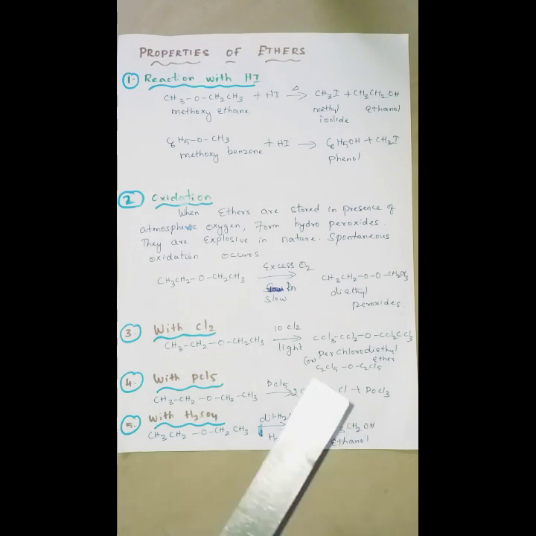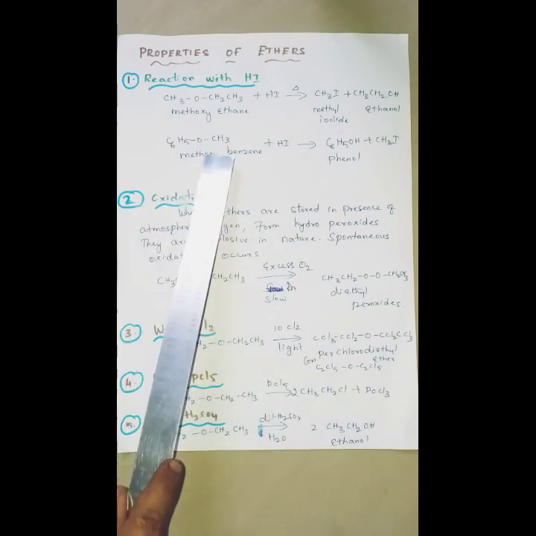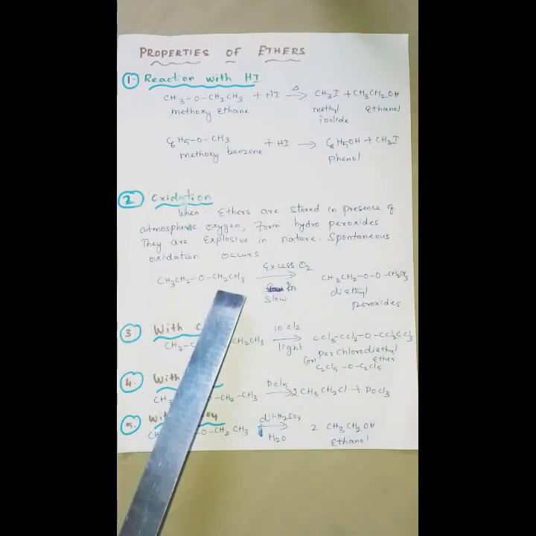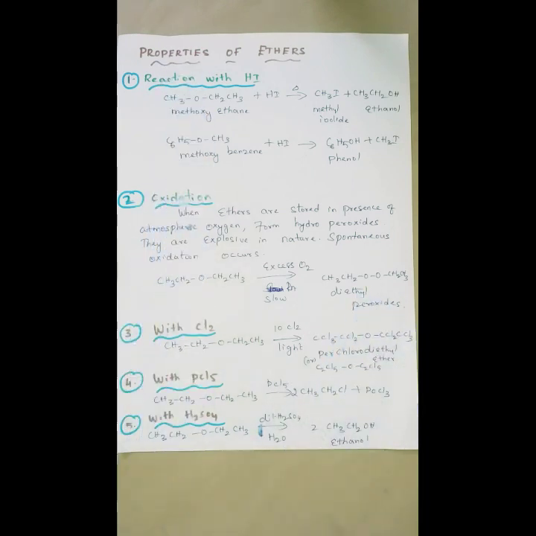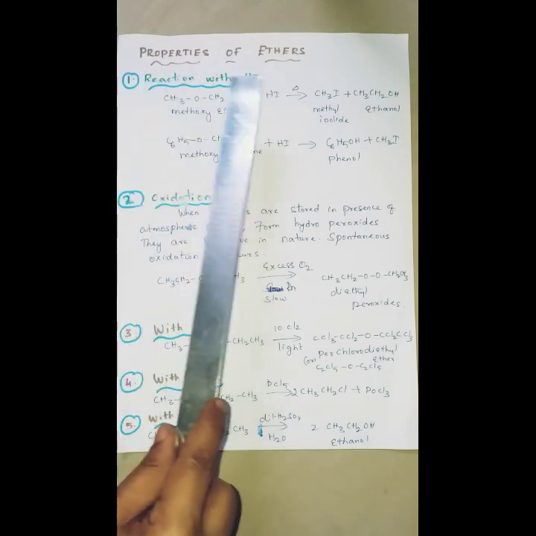Or they may ask in conversion. How will you convert methoxybenzene to phenol, or diethyl ether to peroxide, like that the question may ask. So anyway, learn all the 5 equations thoroughly. First, reaction with HI.